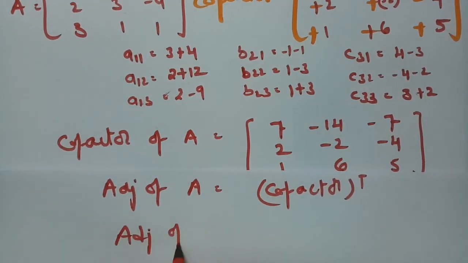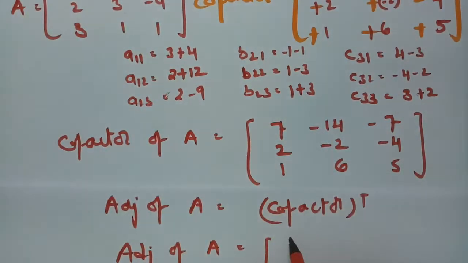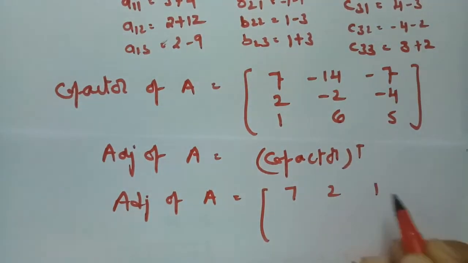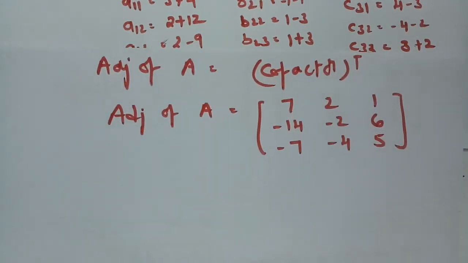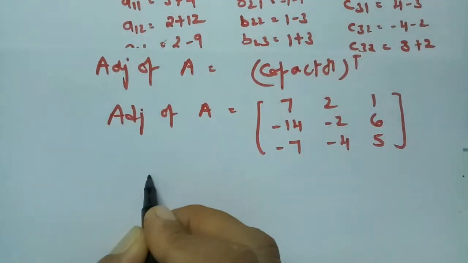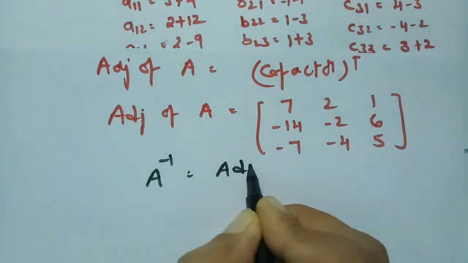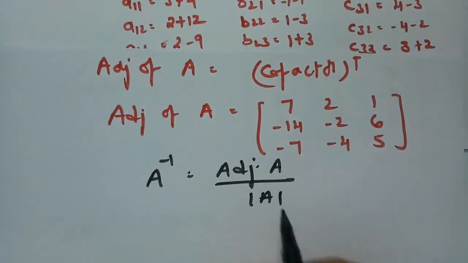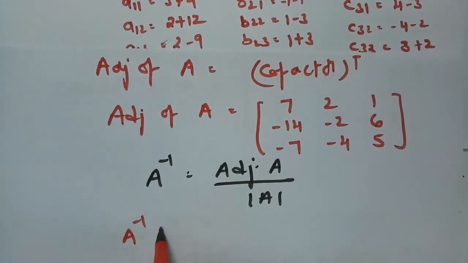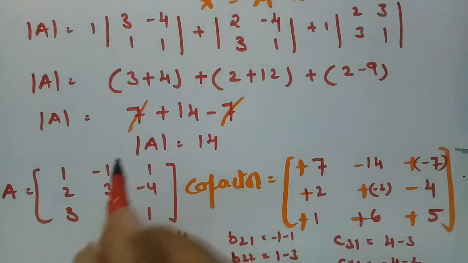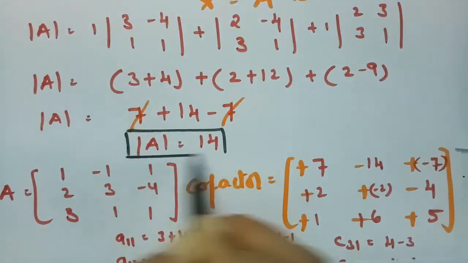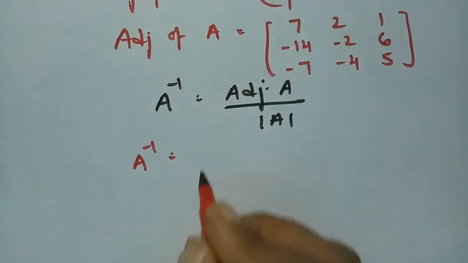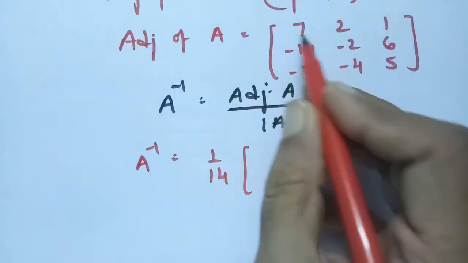Now adjoint of A is equal to, if I transpose this one, so this will be 7 2 1. This is minus 14 minus 2 6. This is minus 7 minus 4 5. So A inverse value is nothing but, see here, A inverse is equal to adjoint of A by determinant of A. What is our determinant value? Our determinant value is 14. So if I substitute, this will be 1 by 14 times of adjoint.